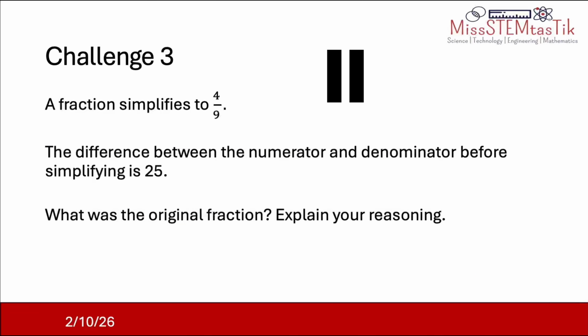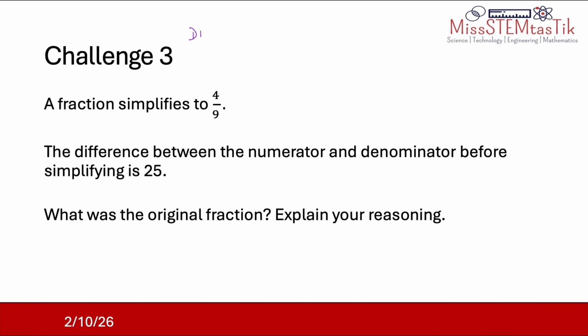Pause the screen and have a go at challenge 3. A fraction simplifies to 4/9. The difference between the numerator and denominator before simplifying is 25. What was the original fraction? Explain your reasoning. So the difference between the numerator and the denominator is 5, which is considerably less.